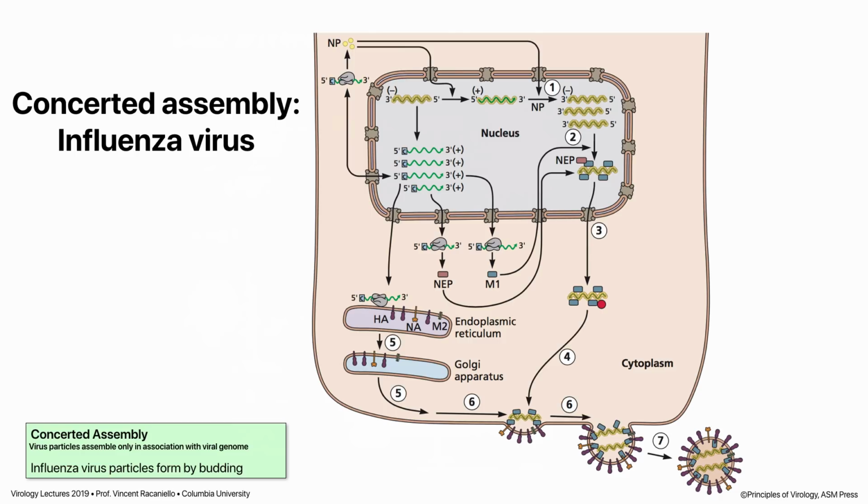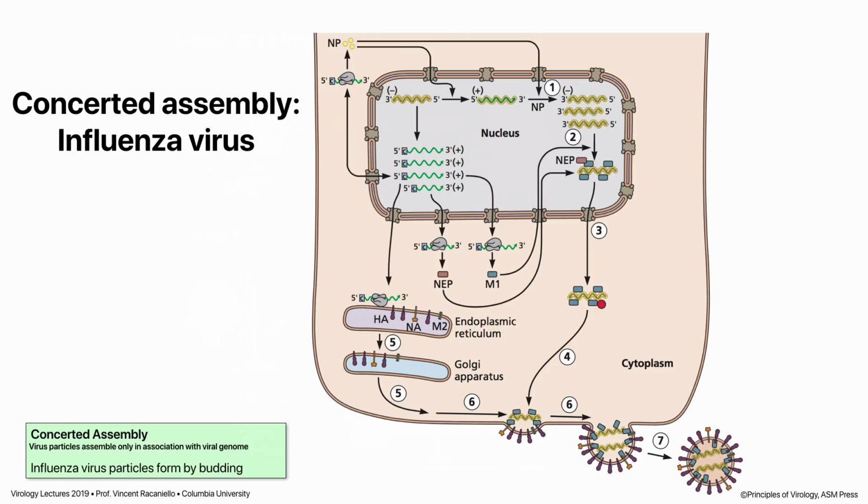So the incoming genome, which is not shown here, goes in the nucleus. The genome is transcribed to make mRNAs. They're exported. They give rise to a variety of proteins, including the glycoproteins that are produced in the ER and shipped up via the Golgi to the plasma membrane. So here they're inserted into the plasma membrane.